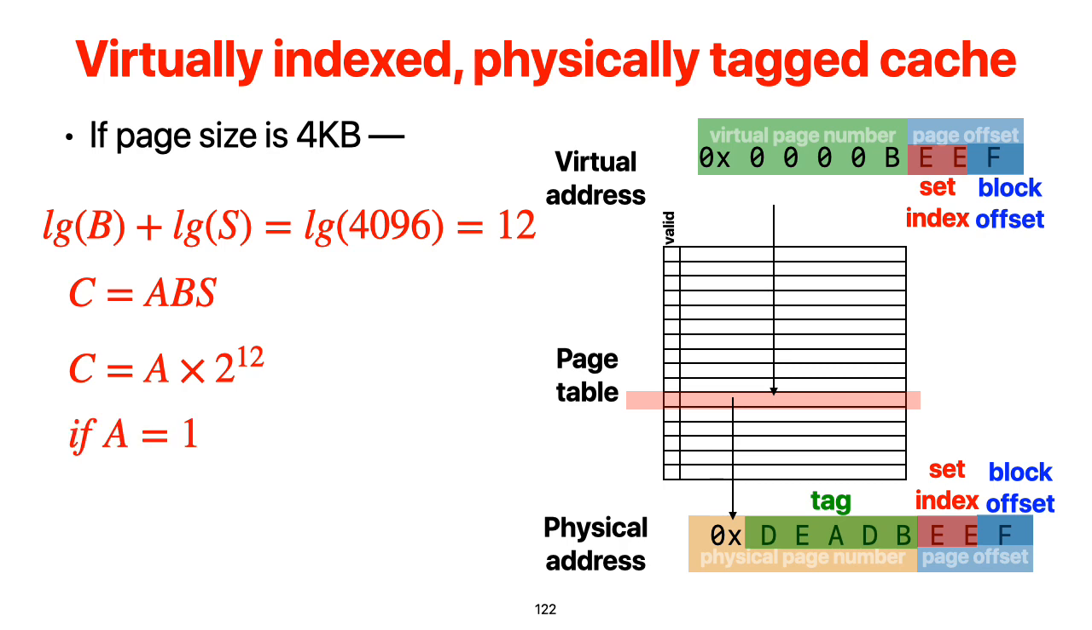However, it also created another issue: because it requires your set index and block offset to be within the page offset, always your log B plus log S, in the C equal to ABS, has to be equal to 12. So if you have one-way set associativity, or say a direct-mapped cache, your capacity is only 4 kilobytes. And if you want to make it 32 kilobytes, you have to go to 8-way set associativity.